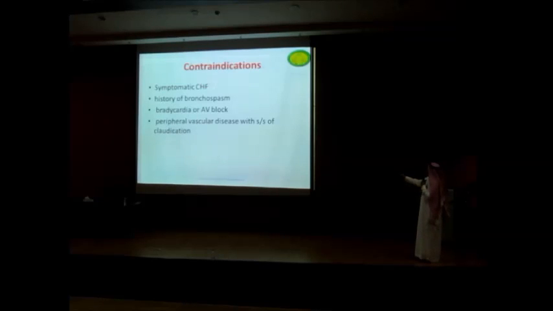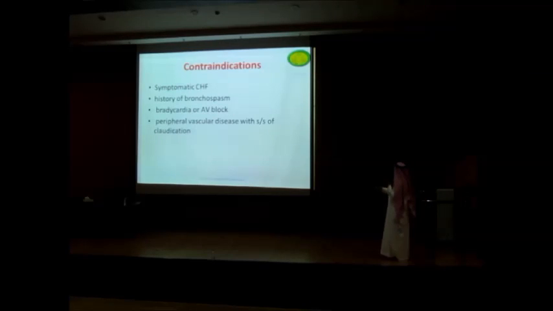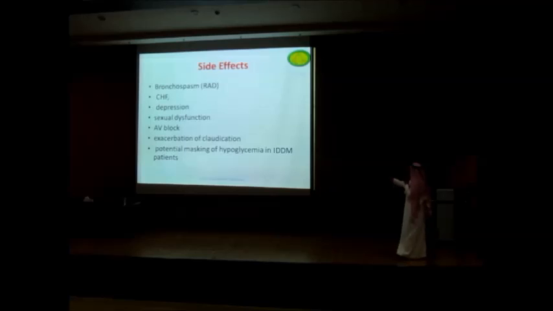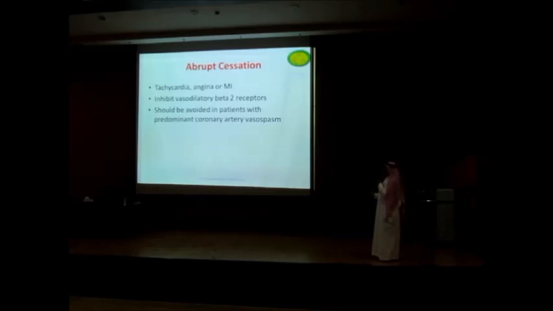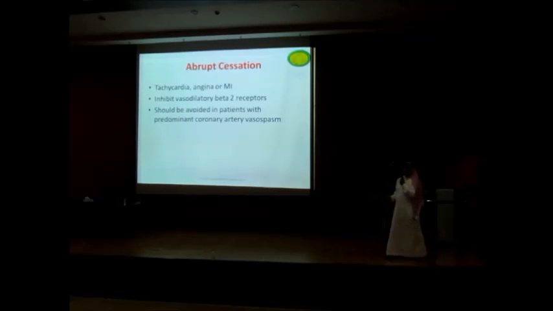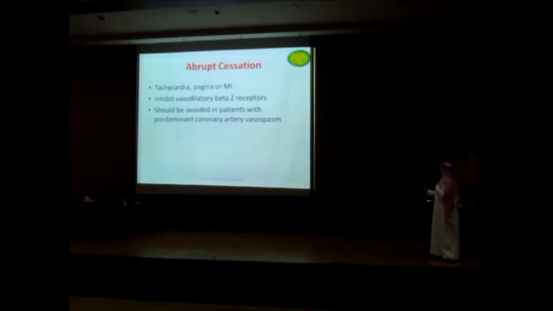Contraindication, patient with pulmonary edema, chronic heart failure, patient with chronic asthma, chronic cardiac block, and peripheral disease. Side effects, bronchospasm, heart failure, depression, AV block, exacerbation of coagulation, and it might mask hyperglycemia in patients with diabetes. Never stop beta blocker suddenly. If you stop beta blocker, this will precipitate tachycardia, angina, myocardial infarction. So when you try to stop them, do it gradually.